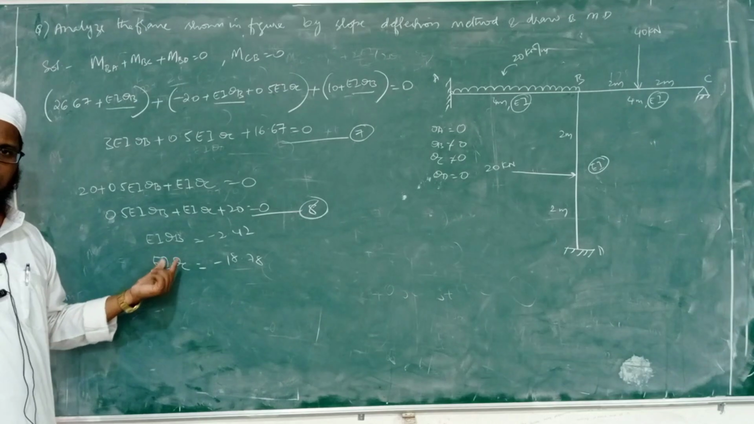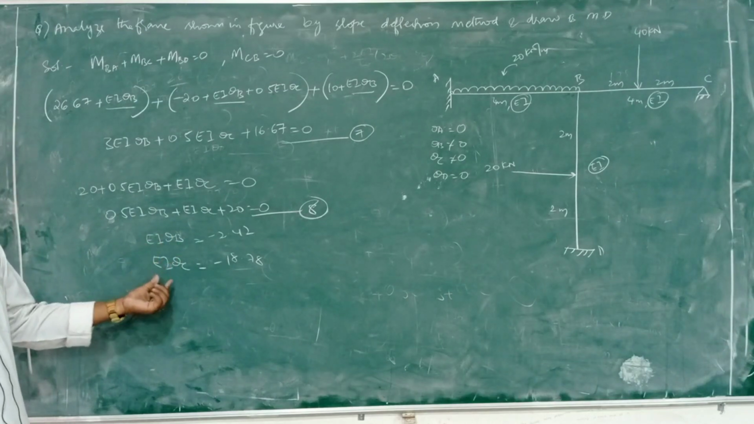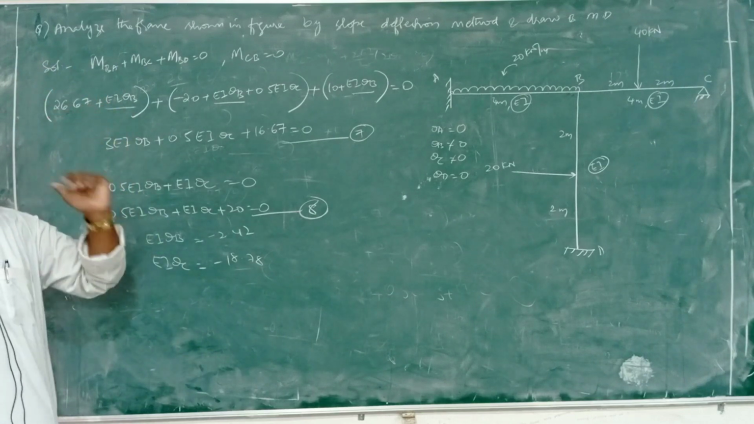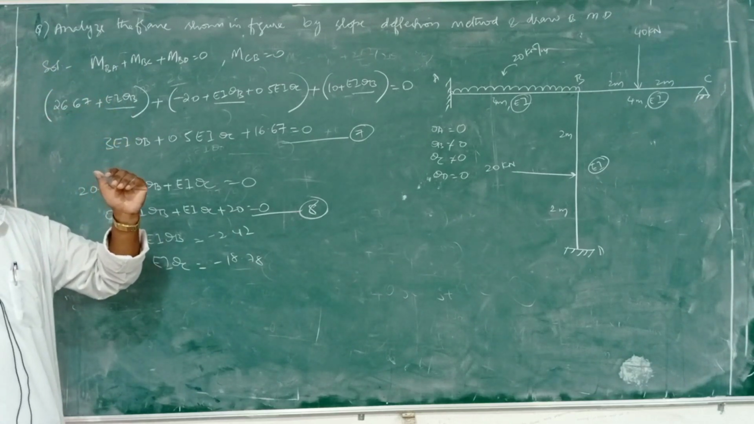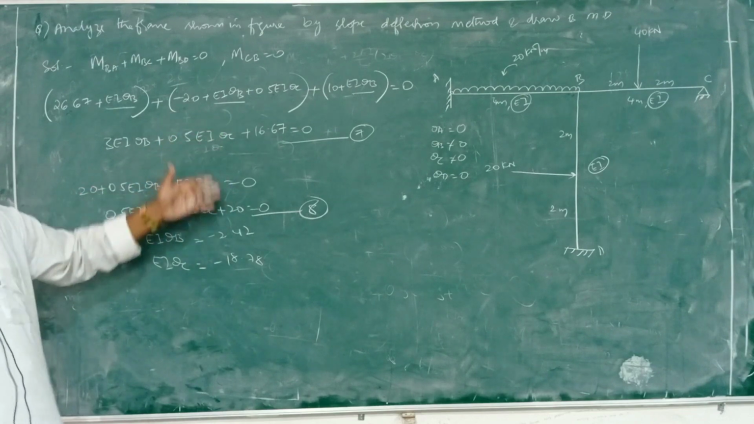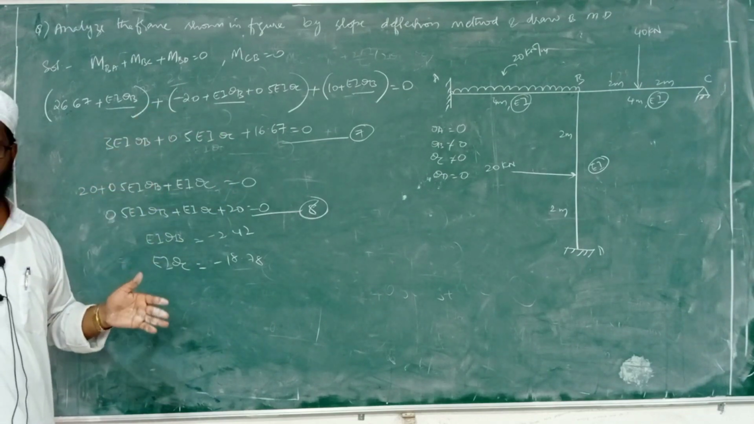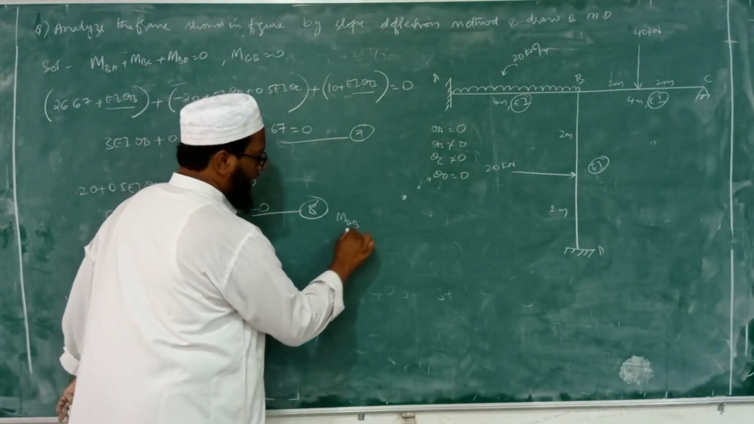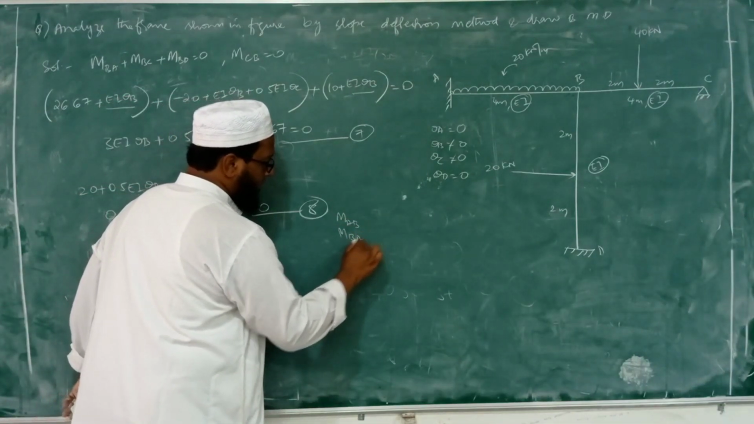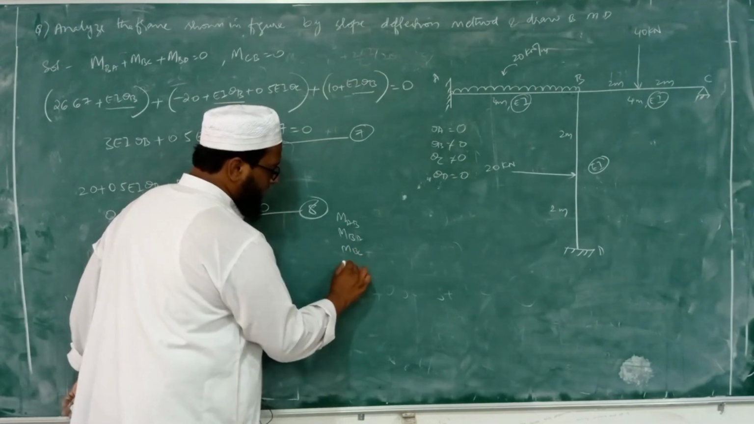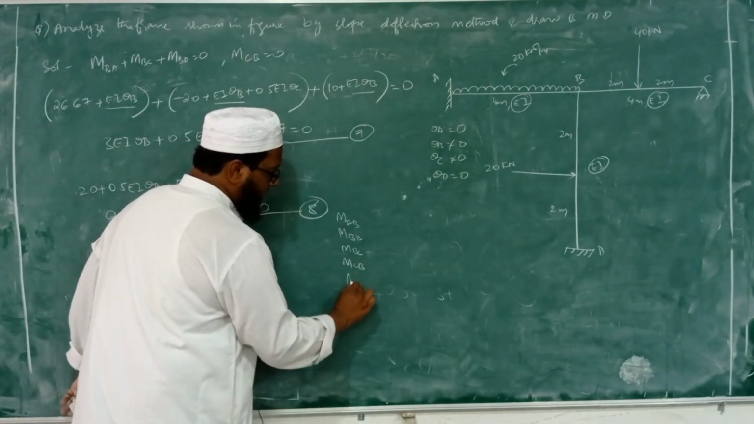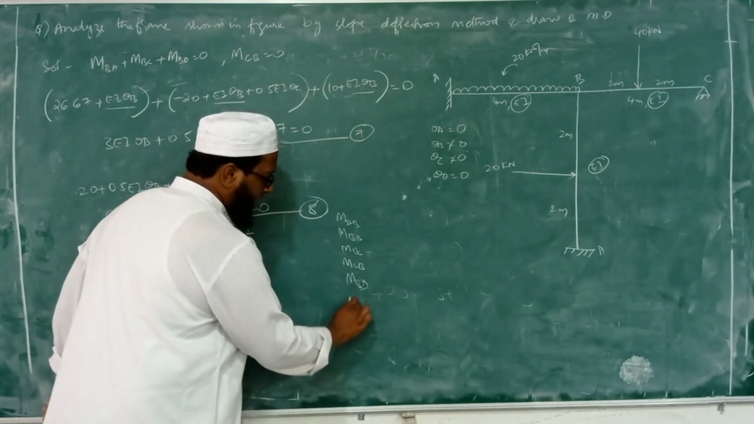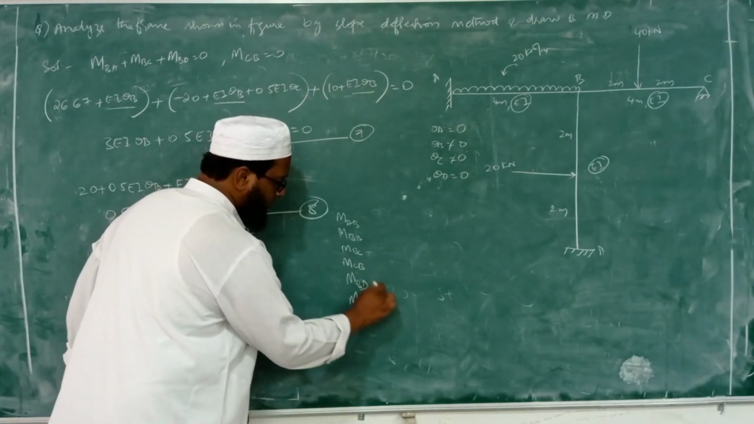So once you get these values, you substitute these values of EIθb and EIθc in equation number 1, 2, 3, 4, 5, 6, right? 6 equations. Now 7, 8 is not required. With these 6 equations, you will get the values of MAB, MBA, MBC, MCB, MBD and MDB.